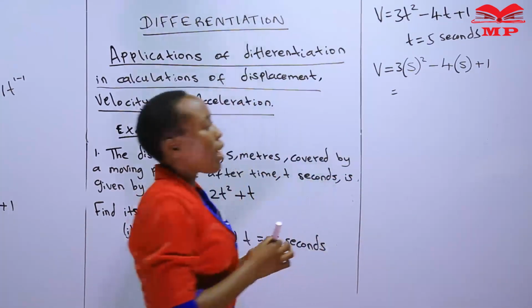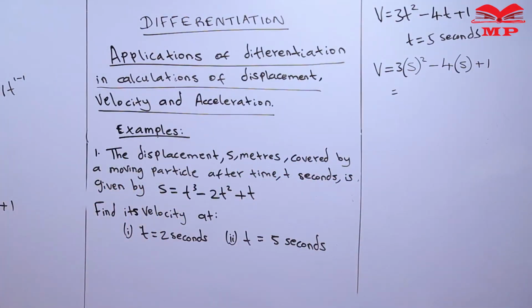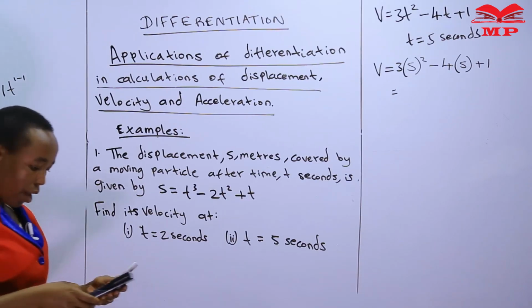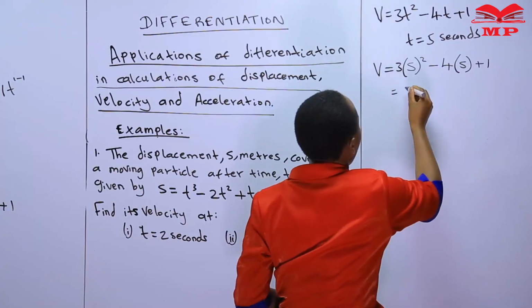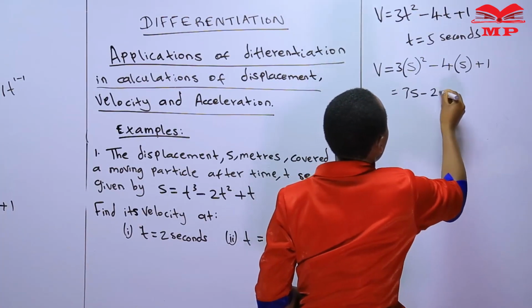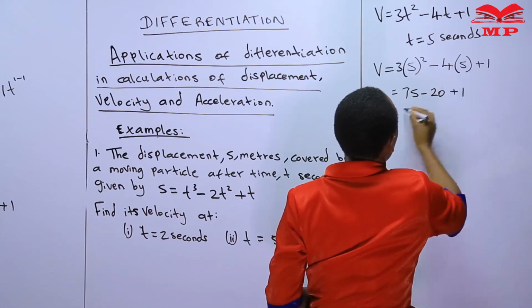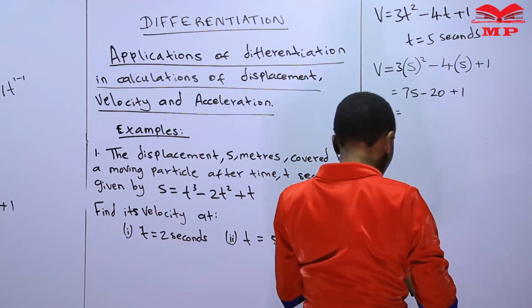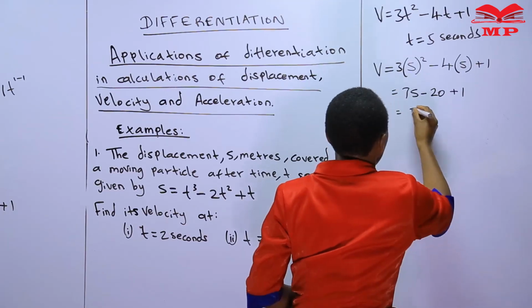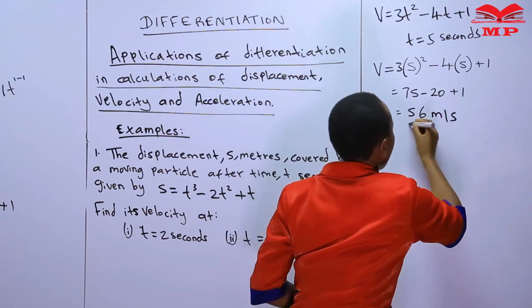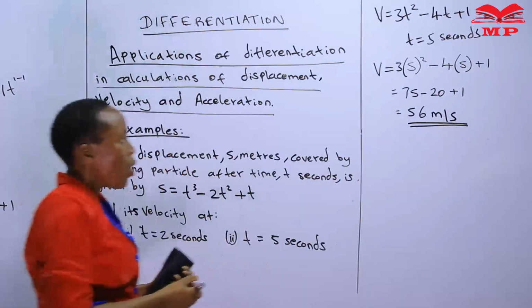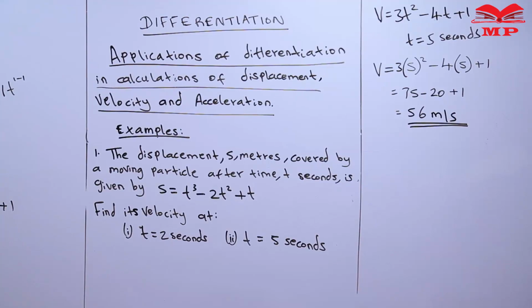So we are going to have 25 times 3, that is 75. So we'll have 75 minus 20, that is 4 times 5, then plus 1. So we are going to have 56. Remember again, it is in meters per second. And that is the velocity when the time is equal to 5 seconds. And this is the velocity when the time is 2 seconds.